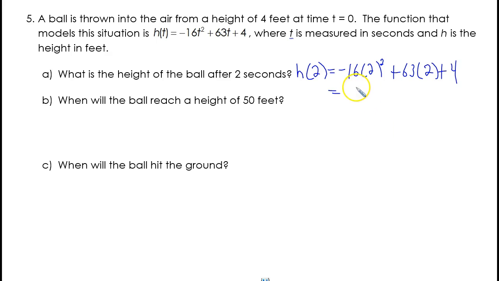66 is what I got. So 66 what? Remember that this is height in feet, right? So 66 feet. When will the ball reach a height of 50 feet?